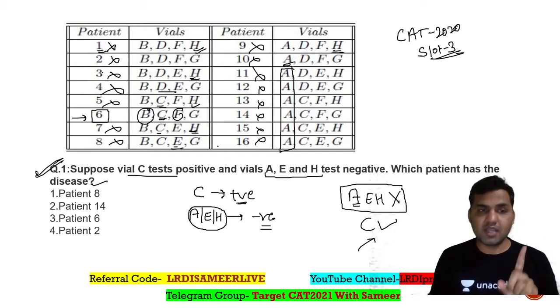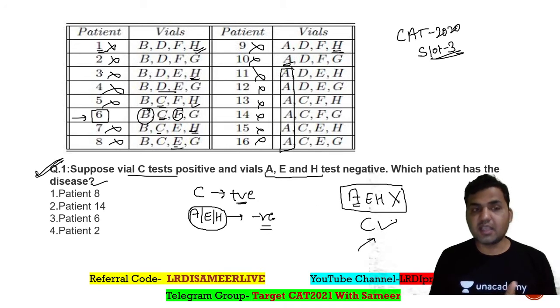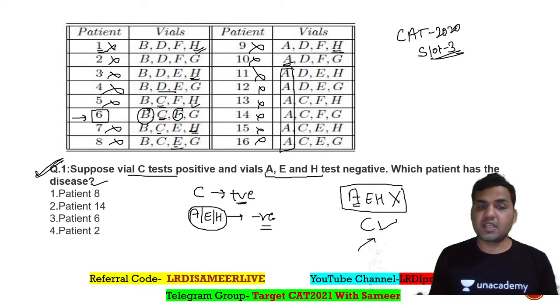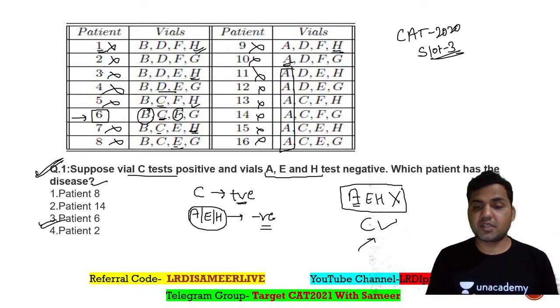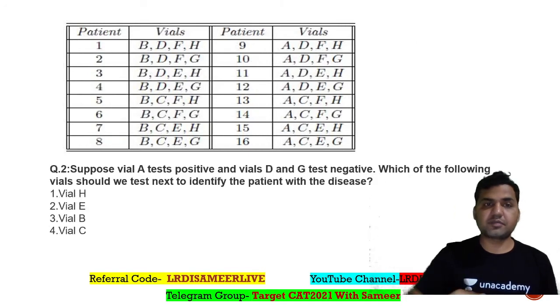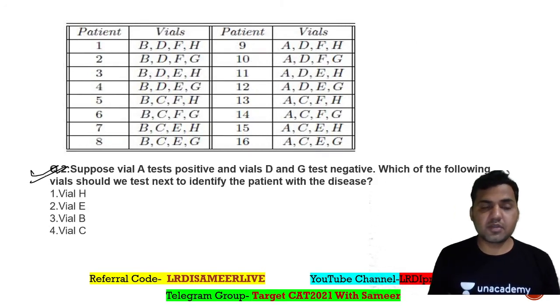So you see that only one patient fit into this category, whose blood is present in C vial and not present in A, E and H. So straight away you can say the answer to the question is option number 3. Right? Very easy. Let's look at question number 2 here.